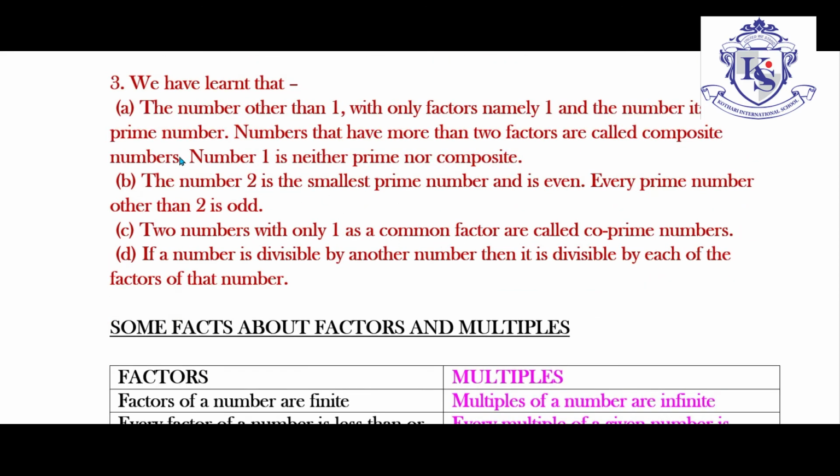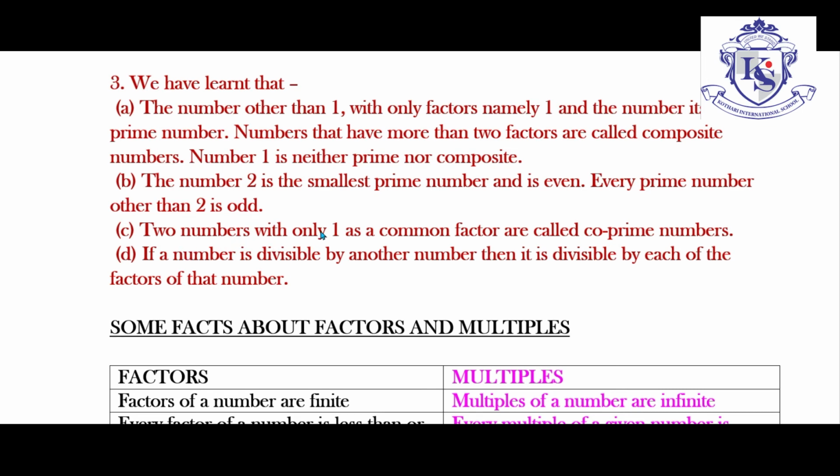We've also learned that a number other than 1 with only two factors, namely 1 and the number itself, is a prime number. Numbers that have more than 2 factors are called composite numbers. And you know, number 1 is neither prime nor composite. The number 2 is the smallest prime number and it is also even. Every prime number other than 2 is odd.